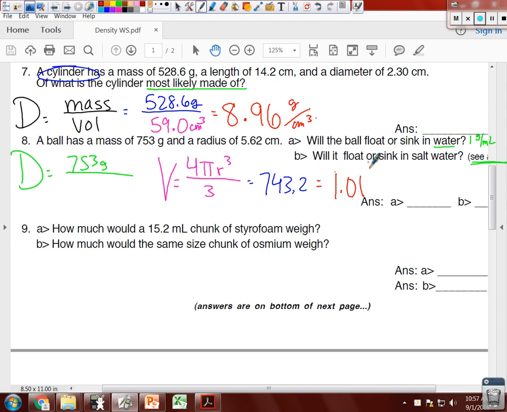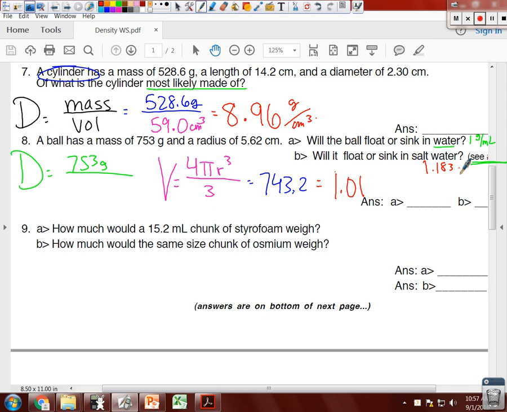Now, question B of this was really easy. Will it float or sink in salt water? That wasn't a yes or no, that was an either or. It'll float. Why will it float? What's the density of salt water? 1.183. Well, 1.01 is less than that, so it will float.